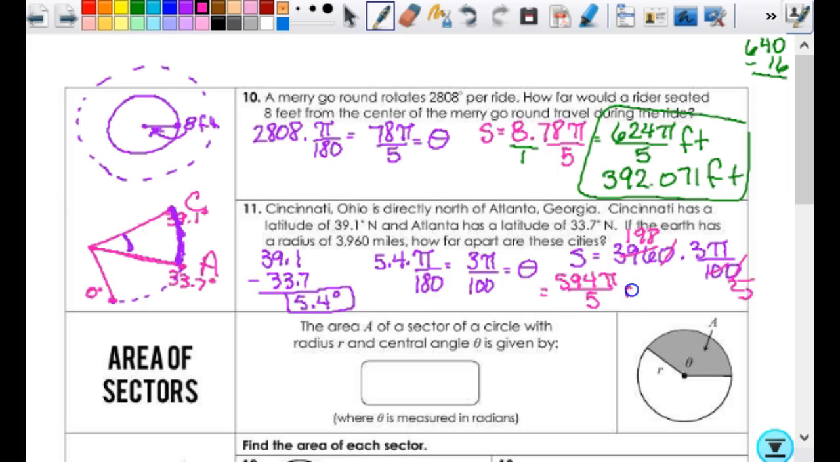This is miles, and we're just going to leave this one as it is because there's not a whole lot more room to write. I'm pretty confident if you type that in the calculator, you can get the decimal out. I mean, I'm just saying. Y'all are capable of that.